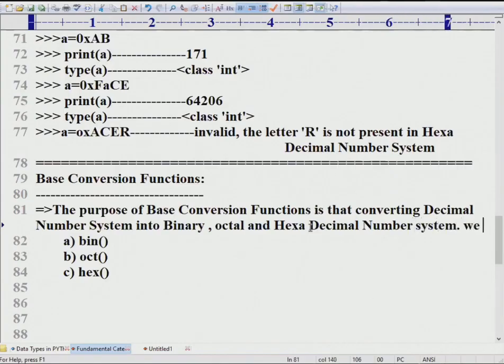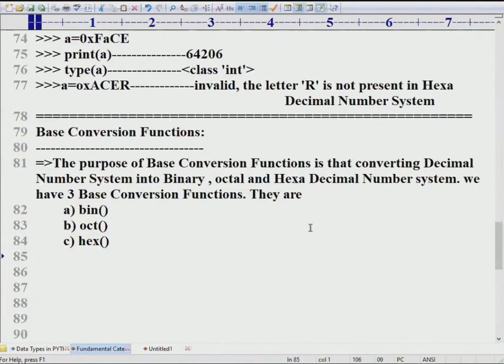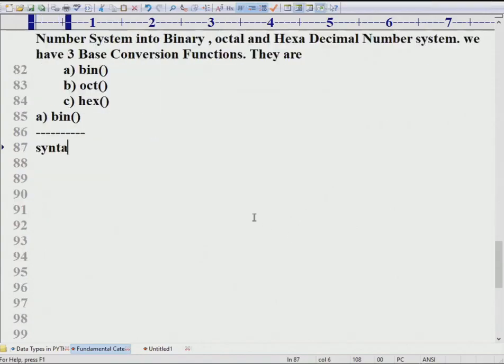Right? We have how many conversion functions? Three base conversion functions. I'm giving this for you from an interview point of view, how you can answer this. Now the first one is called bin. What is the purpose of this function? Easy. I told you already the syntax. The syntax is: variable name is equal to bin of value. So I will say decimal number system value.